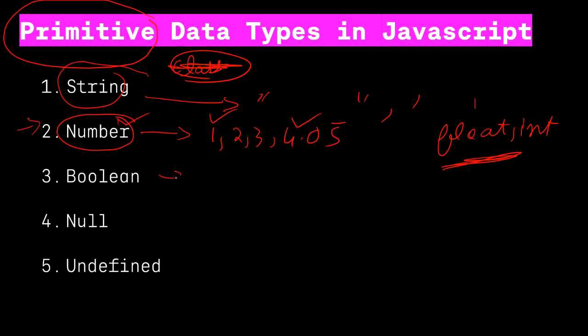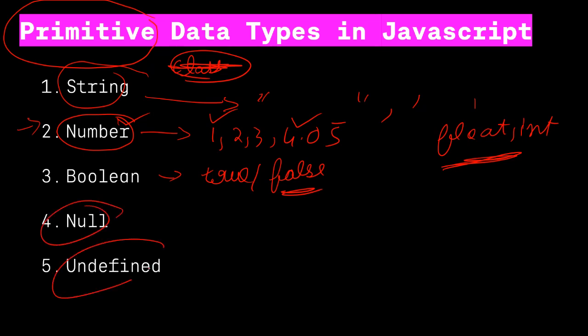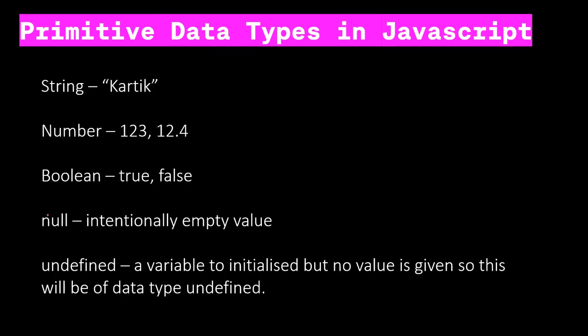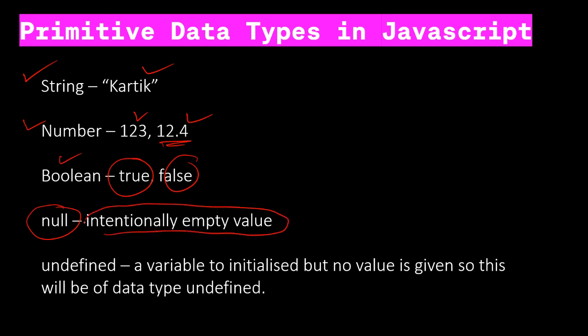Okay, Boolean is the same in Python as well as in JavaScript. It is either true or false. That's it. Null we will talk about, undefined very soon. Okay. So yeah, here is an example. String could be something like this. Number is either integer or a decimal point, true or false for Boolean. So null means, guys, intentionally empty value. We'll try to implement null in the upcoming slides.